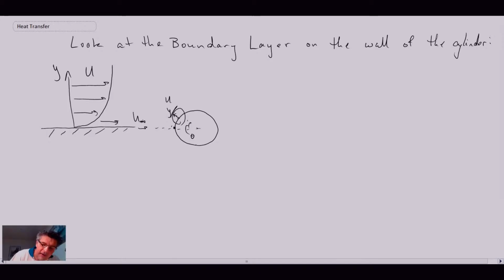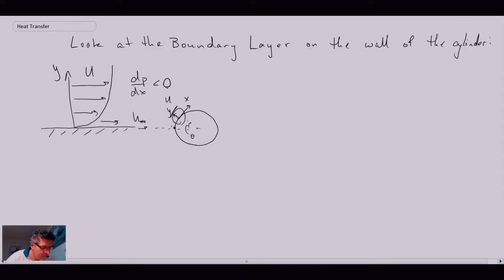What is going on here is we have a situation where dP by dx, where I've defined x as being parallel to the surface of the cylinder, is less than 0. So the flow is going from a region where the pressure is getting lower and lower, and consequently the flow is accelerating as it's going. And so that is easy for the flow to navigate.